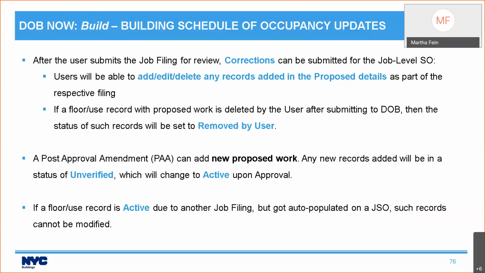After you submit your job filing for review, you can submit corrections, and that can change. So until your job filing has been assigned to a plan examiner, you can submit corrections. And those corrections can be on the job level schedule of occupancy. You'll be able to add, delete, or edit any records that are added in the proposed details as part of the filing. If you do delete a floor use record, which has proposed details, it will show up as removed by user. You can also use a post-approval amendment after approval to add new proposed work.